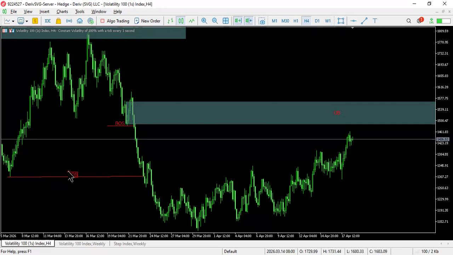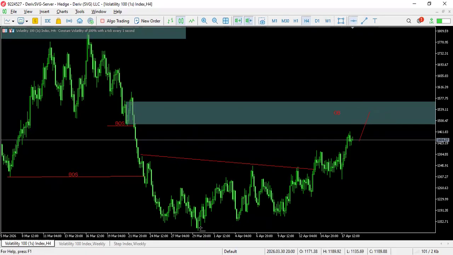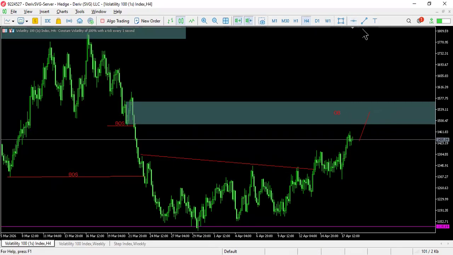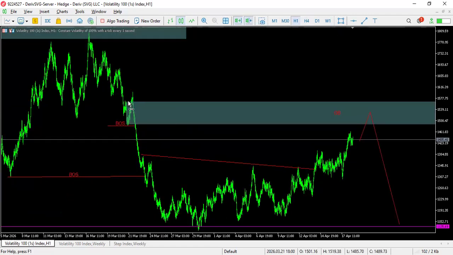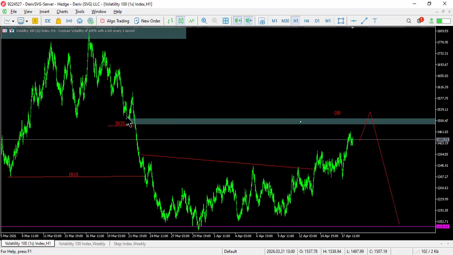Therefore, we have our confluences intact. We have this liquidity that was sitting here, that price swapped, and it's still going over to tap into our order block. So I'm expecting price to go and tap into that order block, and then we'll get a move to the downside. And then heading over to the 1 hour time frame. From the 1 hour time frame, our order block will be at that level.